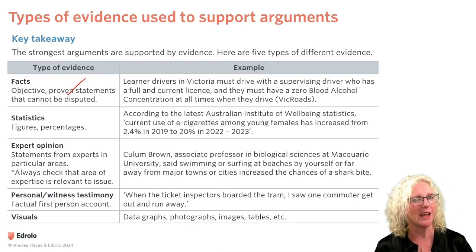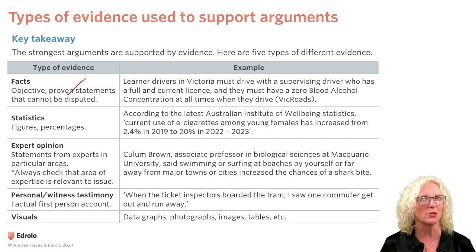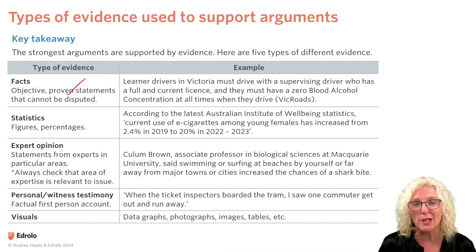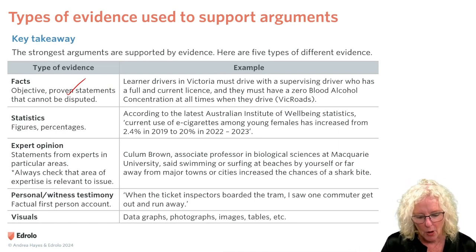Statistics. You've got to be a bit careful here because you can use statistics to sway, and there are some gratuitous statistics. So, according to the latest Institute of Wellbeing statistics, current use of e-cigarettes among young females has increased from 2.4% in 2019 to 20% in 2022 and 2023. That's an example of a very scary statistic.